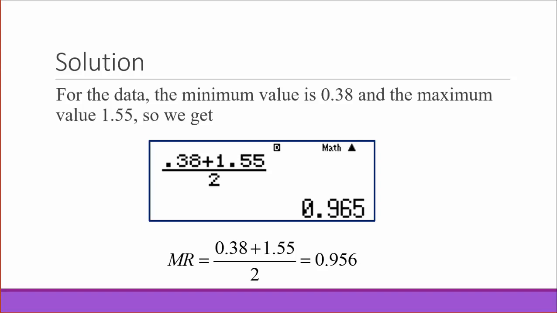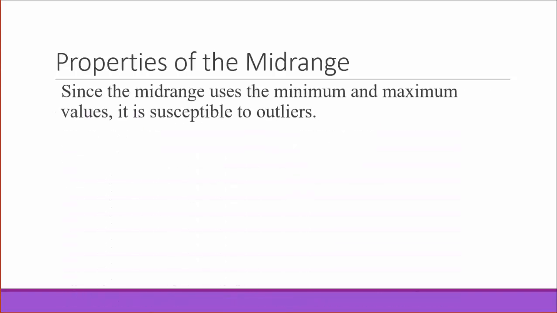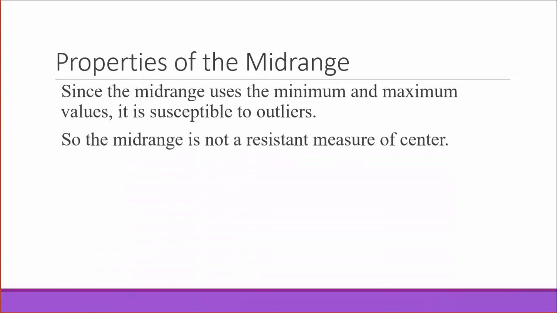So let me talk about some of the features of the mid-range here, because it has some unusual properties as well. Since the mid-range uses the minimum and maximum values, it's very susceptible to outliers. No measure of center is more susceptible to outliers than the mid-range. Consequently, we say that the mid-range is not a resistant measure of center. It can be easily thrown off by outliers.